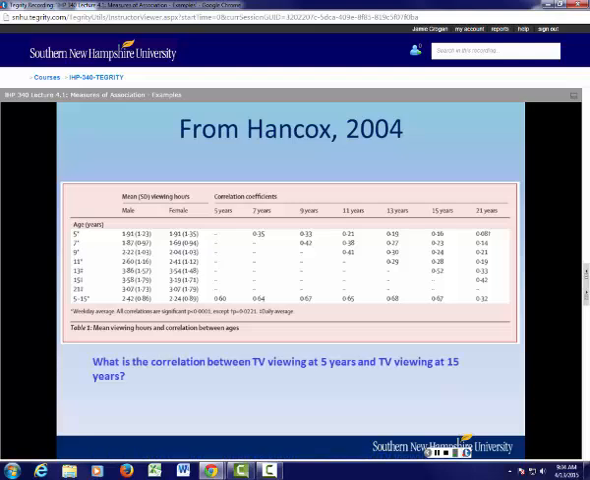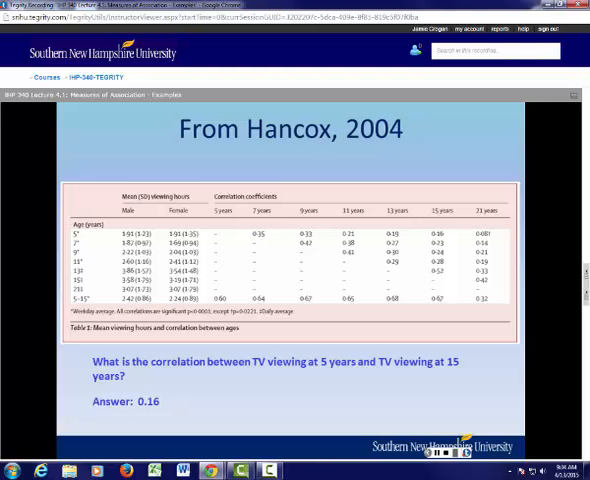Okay, so just for a little practice, what would the correlation be between TV viewing at 5 years and TV viewing at 15 years? Notice my question is asking, what is the correlation? So I'm looking for the r, and sure enough, this particular table is giving me correlations. They're giving you the r. You should notice that sometimes tables will give you r squareds, not r's, and so you need to be careful about what kind of number is being presented to you. This is very clear. They label this as correlation coefficients. So what is the correlation between TV viewing at 5 years and TV viewing at 15 years?